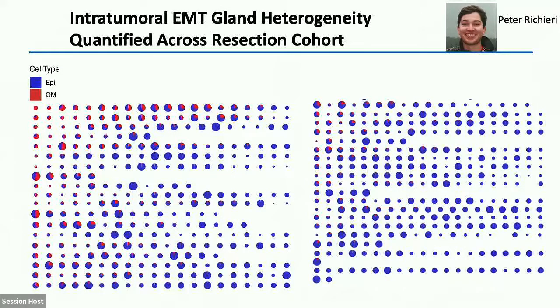When you have this type of data, you can start doing some interesting things, and this is just early days. What we did was make each circle, or each pie chart, where the size of the pie chart is the number of cells in the gland. The relative red is the percentage that are mesenchymal, and the relative blue is the relative epithelial. We are now able to start looking at intratumoral heterogeneity and start asking questions: if your glands are small, are they more epithelial? Or if your glands are large, are they more mixed, or more mesenchymal? This is the type of data that we've been generating.